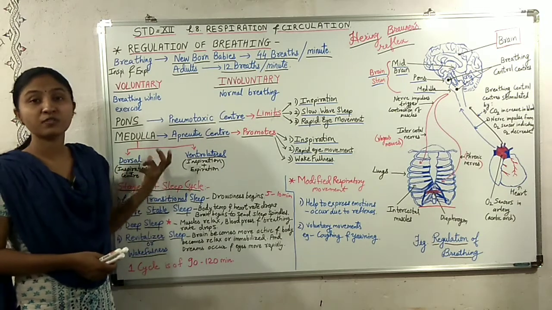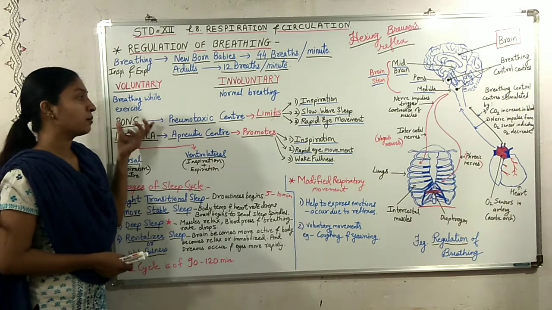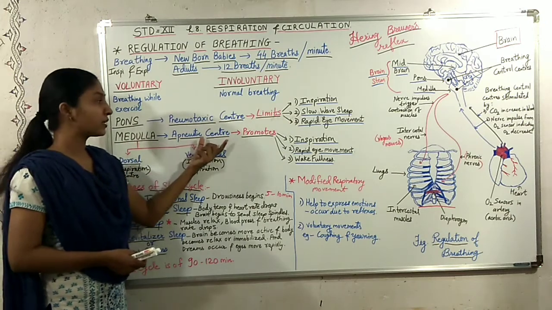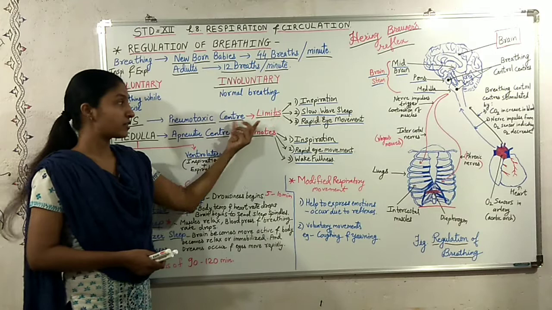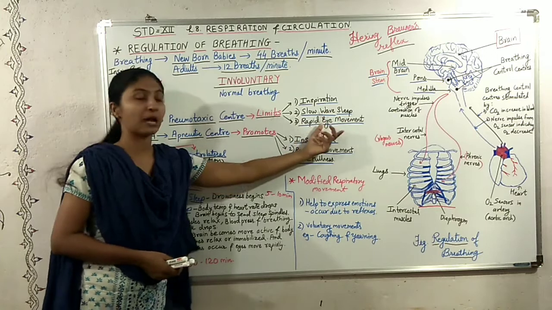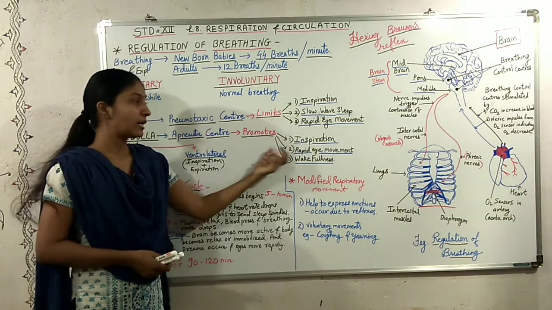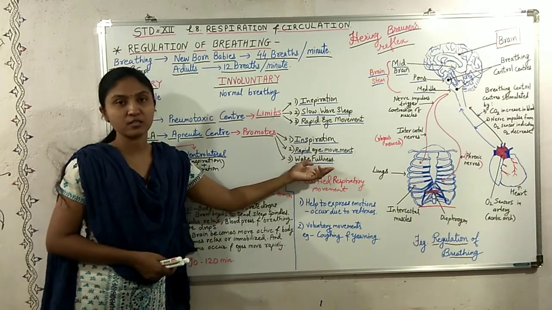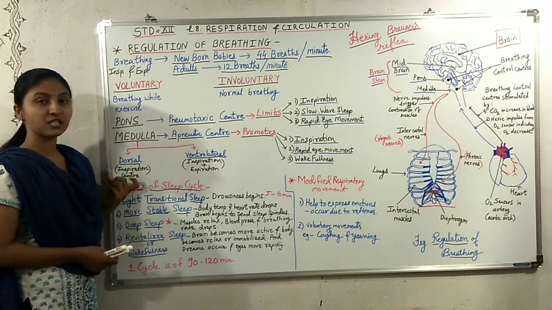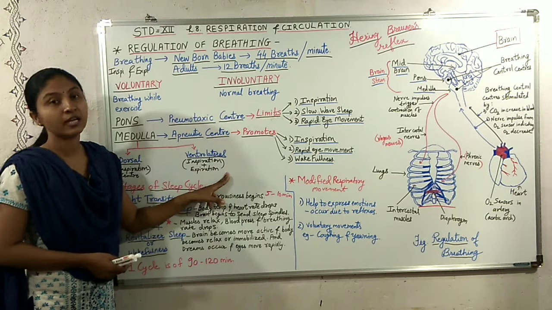Now there are two parts of the brain which are involved in the process of respiration, that is pons and medulla. Pons is also called the Pneumotaxic Center. Medulla is called the Apneustic Center. The Pneumotaxic Center limits inspiration and slows wave sleep and rapid eye movement. Whereas the Apneustic Center promotes inspiration and rapid eye movement and wakefulness. The medulla has two parts: the dorsal part, which is an inspiration center, and the ventrolateral part, which controls inspiration as well as expiration.